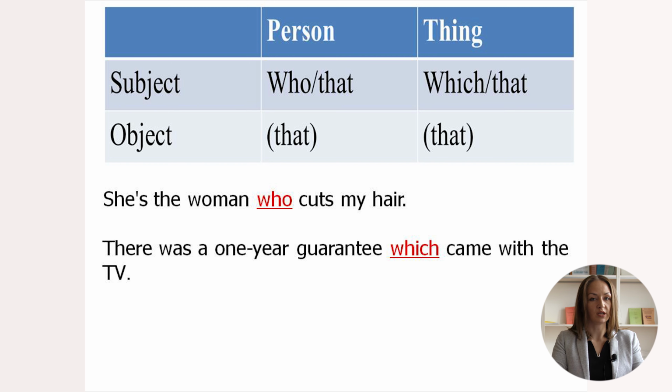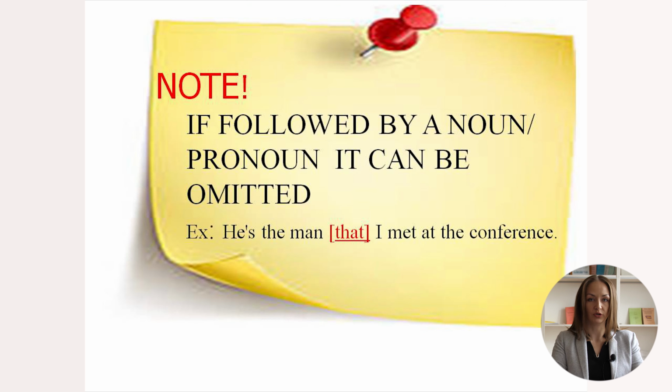Now please be really attentive and remember the following rule. If the relative pronoun is followed by a noun or a personal pronoun, then we can omit the relative pronoun. Look at the example. He is the man that I met at the conference. The relative pronoun that is followed by the personal pronoun I. It means that we can omit the relative pronoun that. So, the sentence could have sounded this way: He is the man I met at the conference.